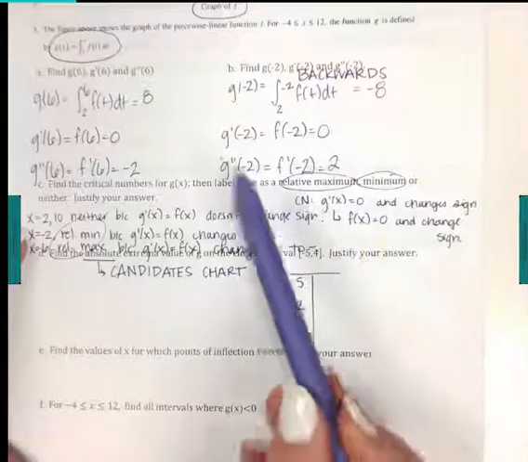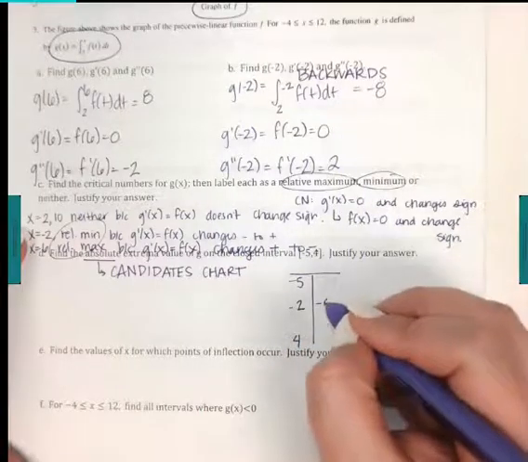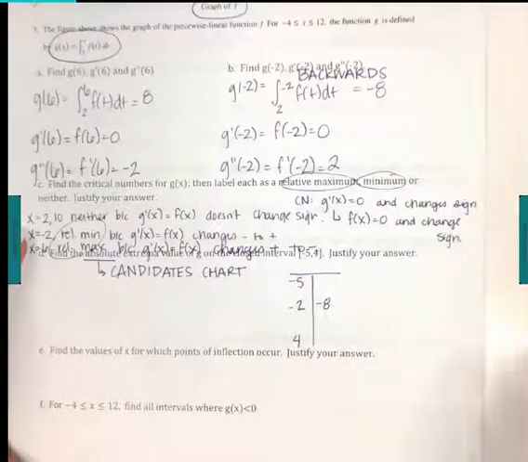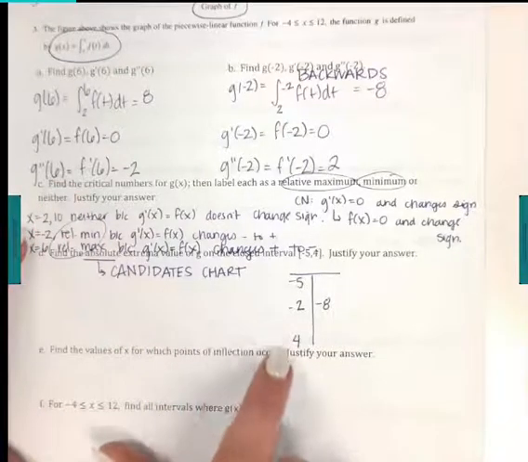We found G of negative 2. What was G of negative 2? So I'm not going to find that again. I already know that. Okay, and then I found at 6, but that doesn't really help me, right? So let's go to 4.